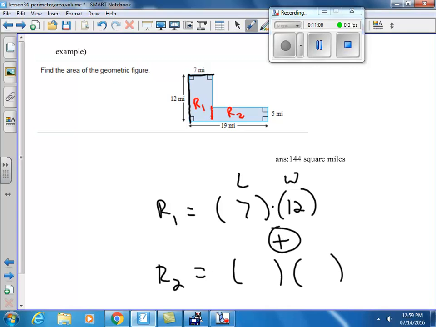Now rectangle 2, I'm going to focus in on this rectangle here. What if I wanted just this area right here? Well, then I'd have to know this width here, which I do, which is 5. But I'd have to know from here all the way to here. And the thing is, it's not 19. So if it's not 19, what is it? Well, it's 19 less 7, so that's a little tricky. So it's whatever 19 minus 7 is, which is 12.